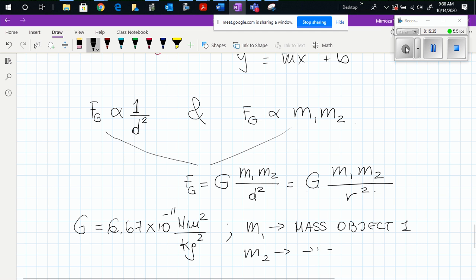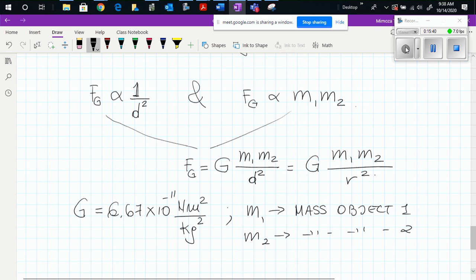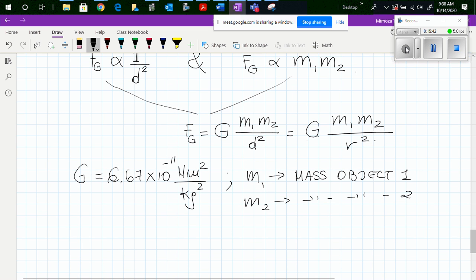M2 is the mass of object 2. And D or R, it's the same thing. D or R is the distance between the centers of the two objects in meters. So mass is in kilograms, and distance is between two centers of the objects.